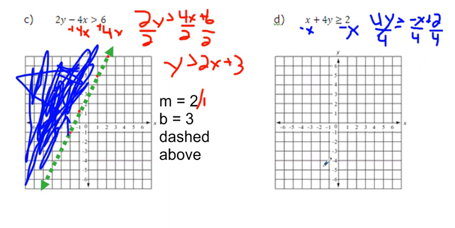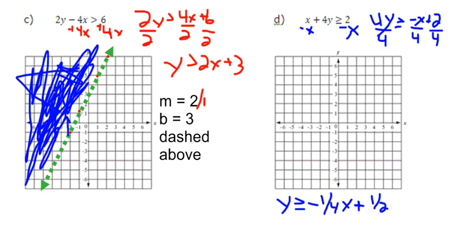So I'm going to write this below because I'm running out of room. Y is greater than or equal to negative 1 divided by 4, which is negative 1/4. So I have negative 1/4 x. And 2 divided by 4, that doesn't go in evenly, right? But 2/4 simplifies to 1/2. So plus 1/2.